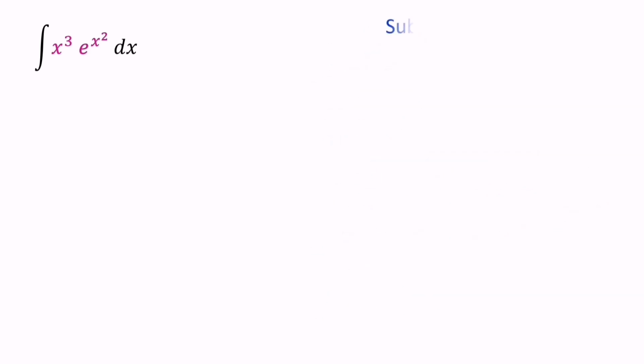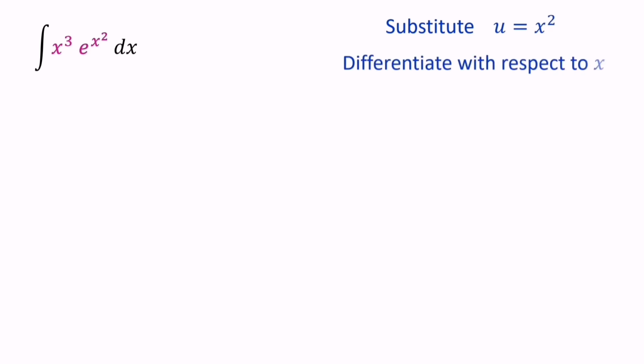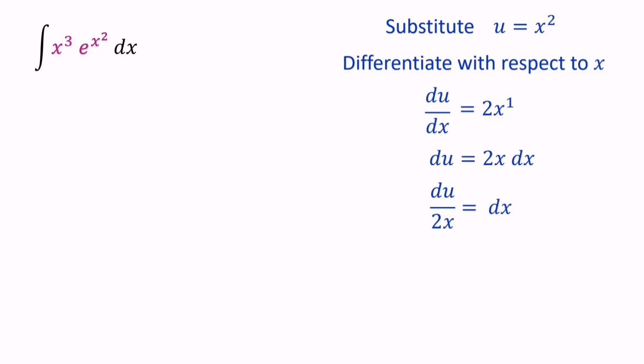Substitute u equals x squared. Differentiation with respect to x. Differentiation of the u value we can write as du over dx. Differentiation of the x squared value we can write as 2x to the power of 1. After that we can cross multiply the denominator value dx, and we can write the dx value as du over 2x.